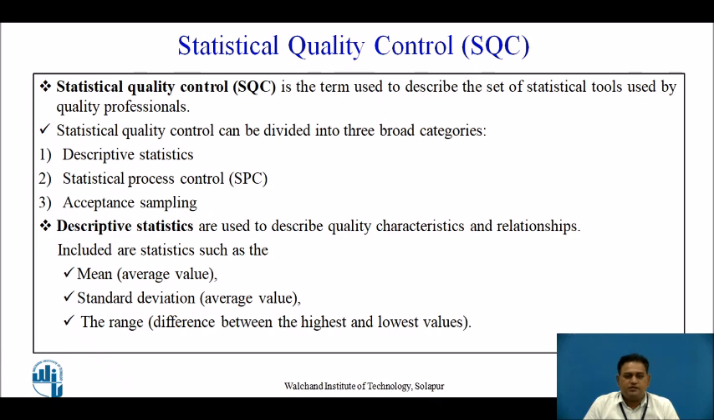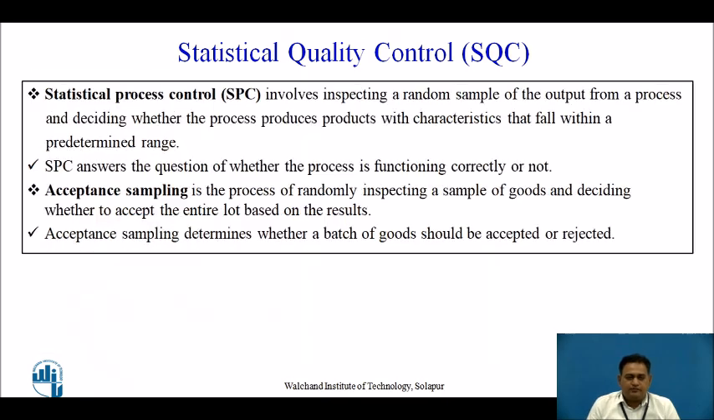Third one is acceptance sampling. Now let's see one by one. The descriptive statistics are used to describe the quality characteristics and their relationship. Here, the product is observed with various statistical measures such as the mean, standard deviation, and the range. The statistical process control answers the question of whether the process is functioning correctly or not.